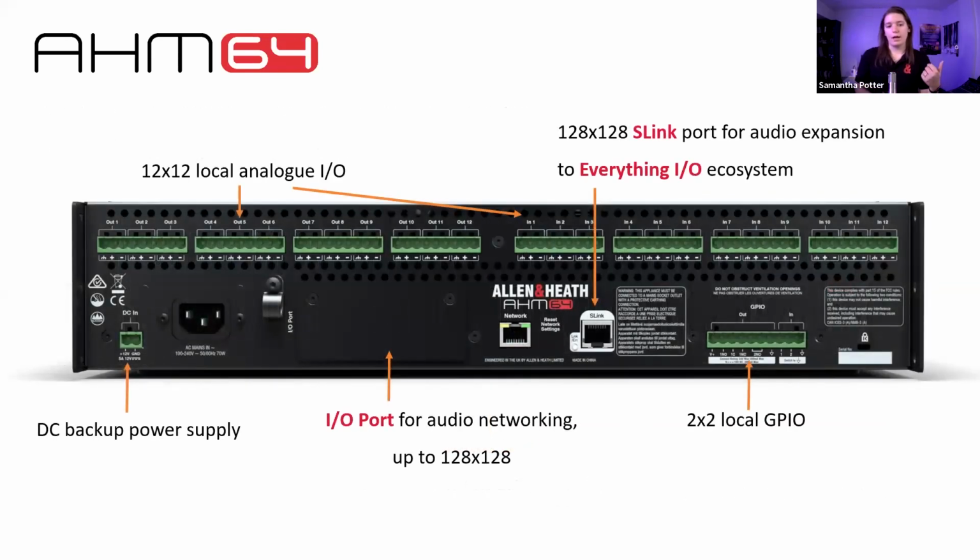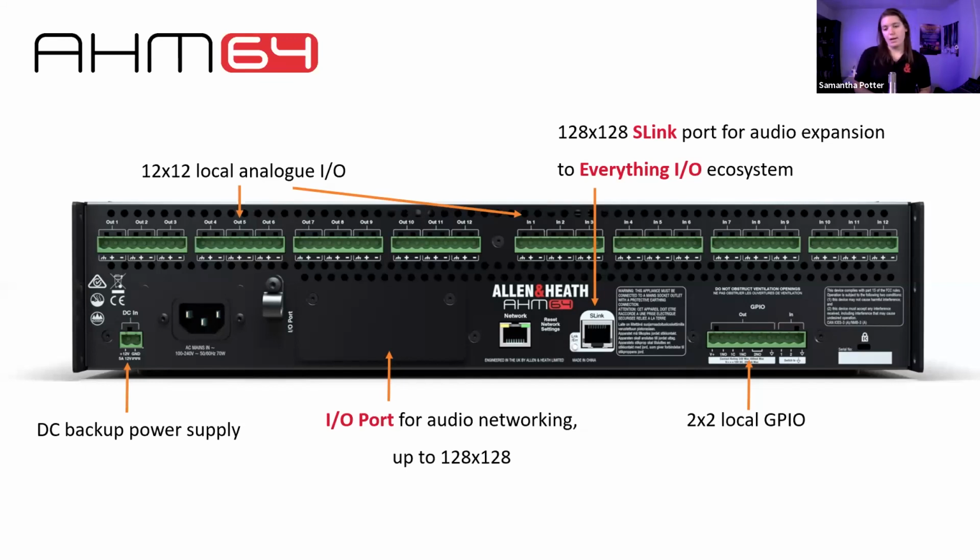Then here on the back, we've got our 12 by 12 analog IO. We have our everything IO port, that S-Link port, which is an intelligent port. Anything inside the Allen & Heath ecosystem, when you plug it into that S-Link port, the port says, oh, I know what this is, and can do sample rate conversions or pick the protocol within our ecosystem to make sure it's always matching. You can think of it as a catch-all. You can plug any of our digital consoles in, or any of our IO. Everything works with this intelligent port. We have 128 by 128 channels that we can send through there. And we also have an IO port for audio networking, which could be another 128 by 128.